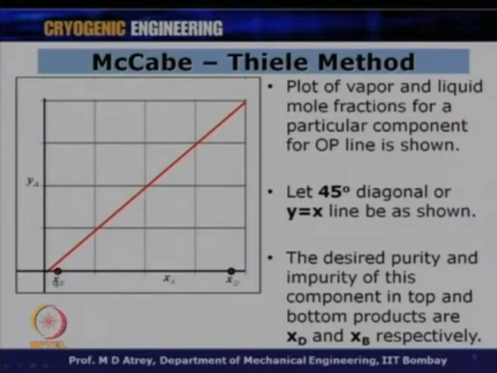For example, if you want to take oxygen, this will be denoting the amount of nitrogen existing in the oxygen, while this will show the amount of nitrogen in the condensate that is rich in nitrogen, and it is taken from the top of the column. So, XD denotes the purity, while XB denotes the impurity of the same component from B, or the product which is taken from the boiler side.